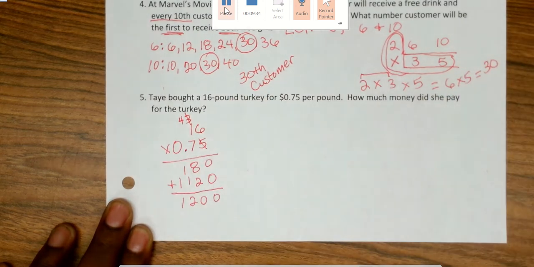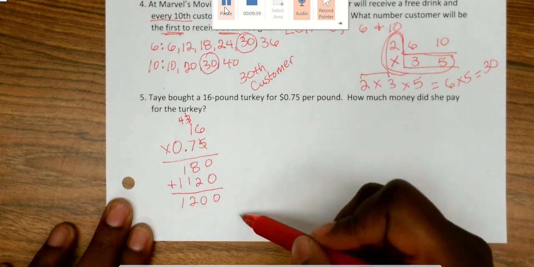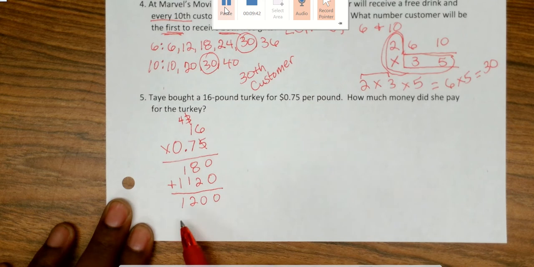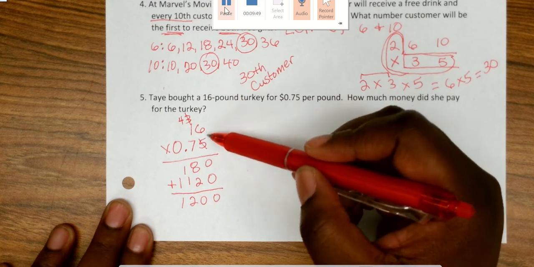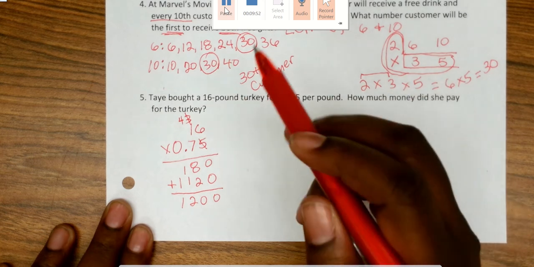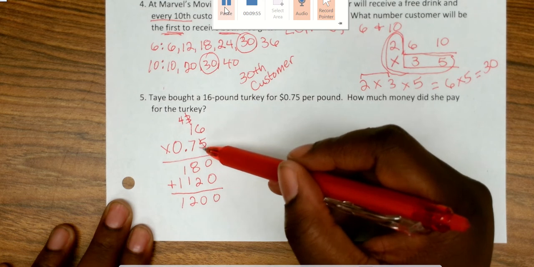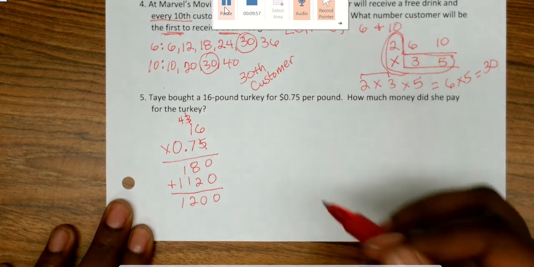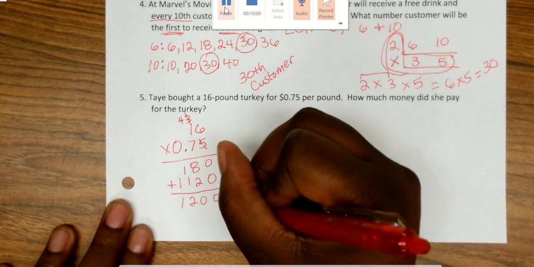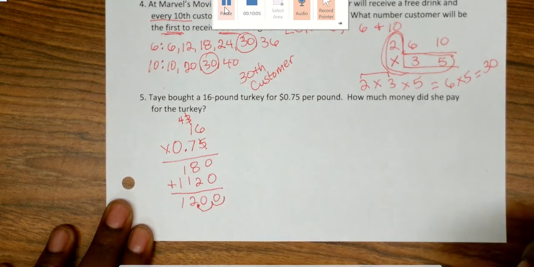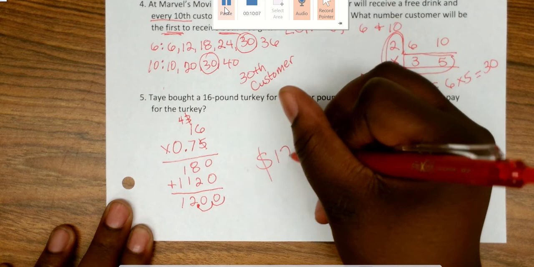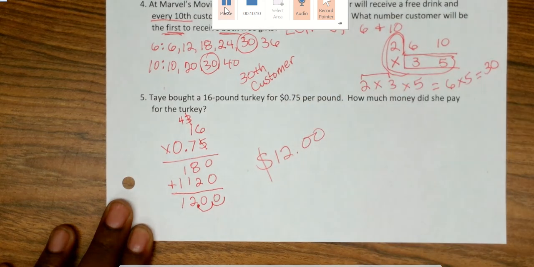All right, so I'm not done yet though. So I still have to take care of this whole decimal issue because we know I didn't pay $1,200 for a 16-pound turkey. So I have to count how many numbers are in the decimal places after the decimal. And 16 is a whole number, so it has no decimal places. And 75 has 1, 2. So that means I'm going to move my decimal 2 times. 1, 2. And that's where it's going to be placed. So I spent $12 on that big old turkey.